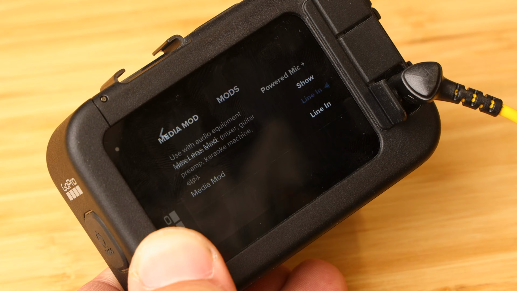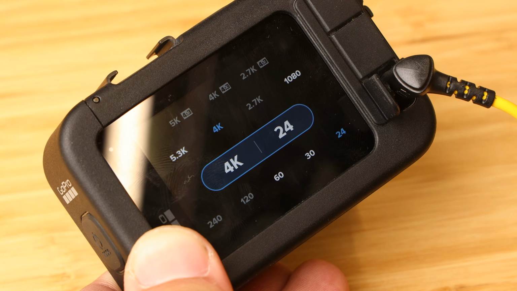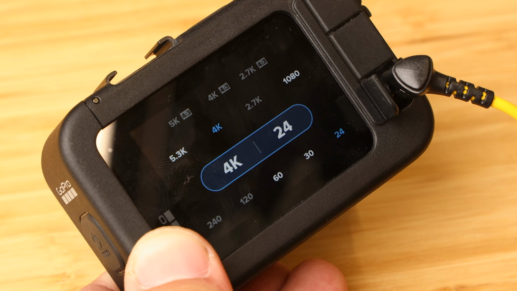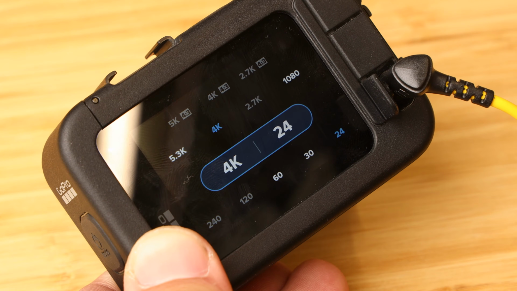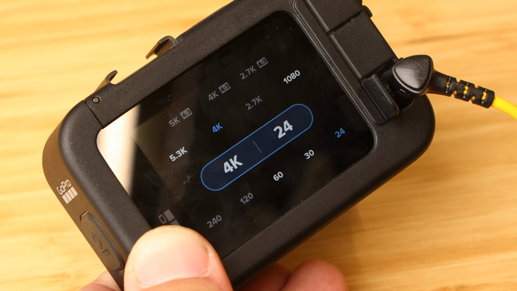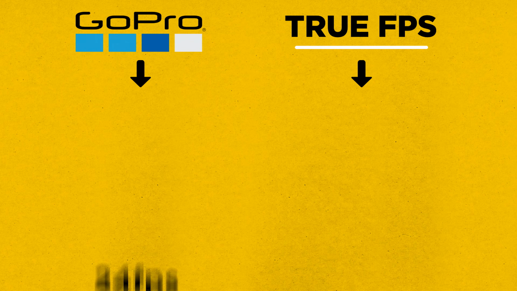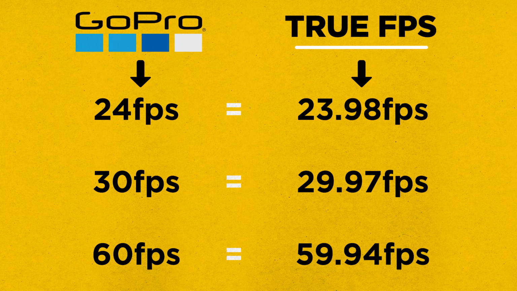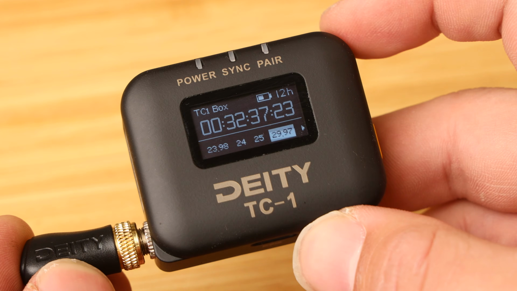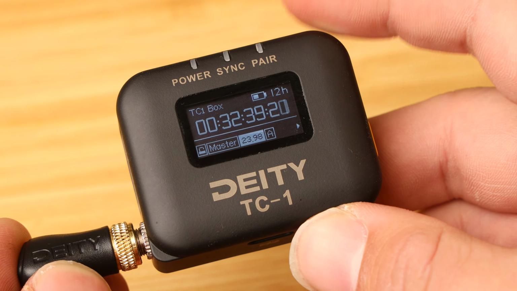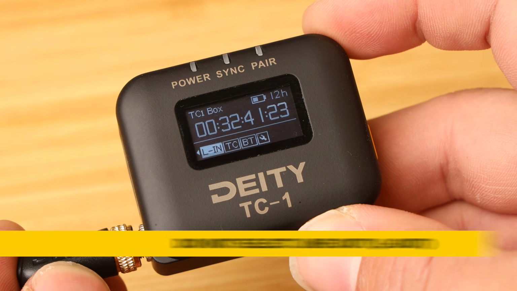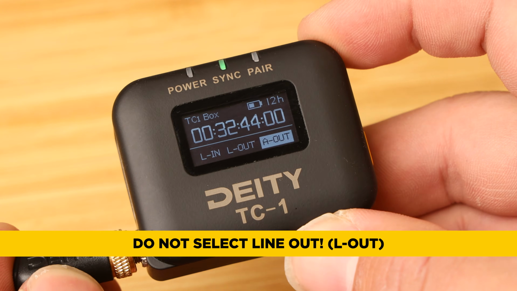Really quickly, confirm your frame rate. In this case, I'm using 23.98. Be warned, even though the GoPro menu says 24 FPS, it's actually 23.98. The same is true for 30 FPS being 29.97 and 60 FPS being 59.94. On your TC-1, scroll over to the frame rate section and match it to the camera. Next, scroll over to the Out Type section and select A Out.